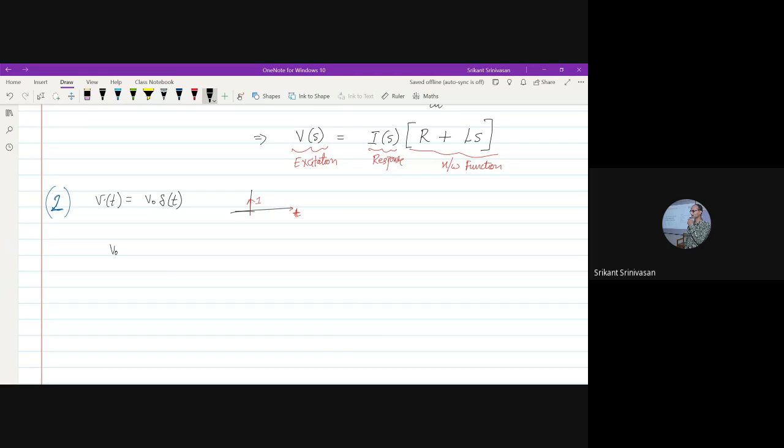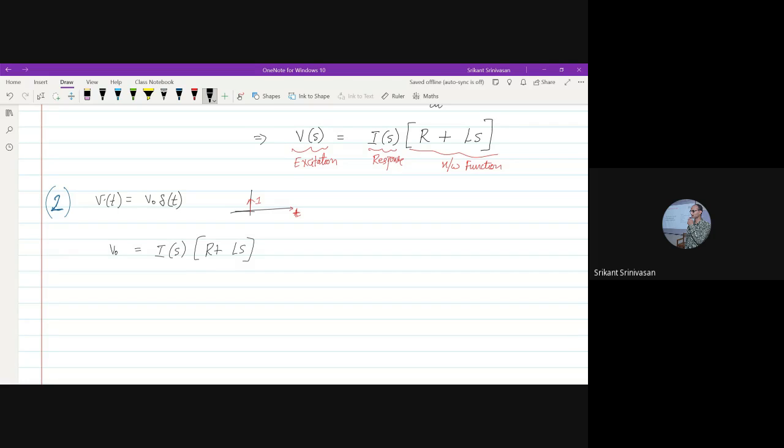1, correct. So it is just 1. So V naught is equal to I of S into R plus Ls. Remember that we are following the same principle that in an inductor, current cannot instantaneously increase. And therefore the current at time t equal to 0 is 0, right?